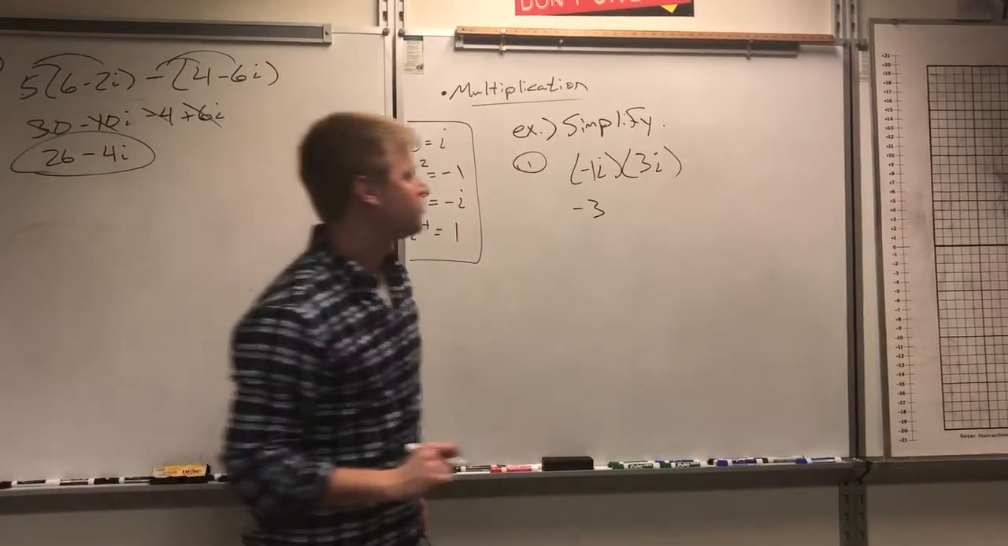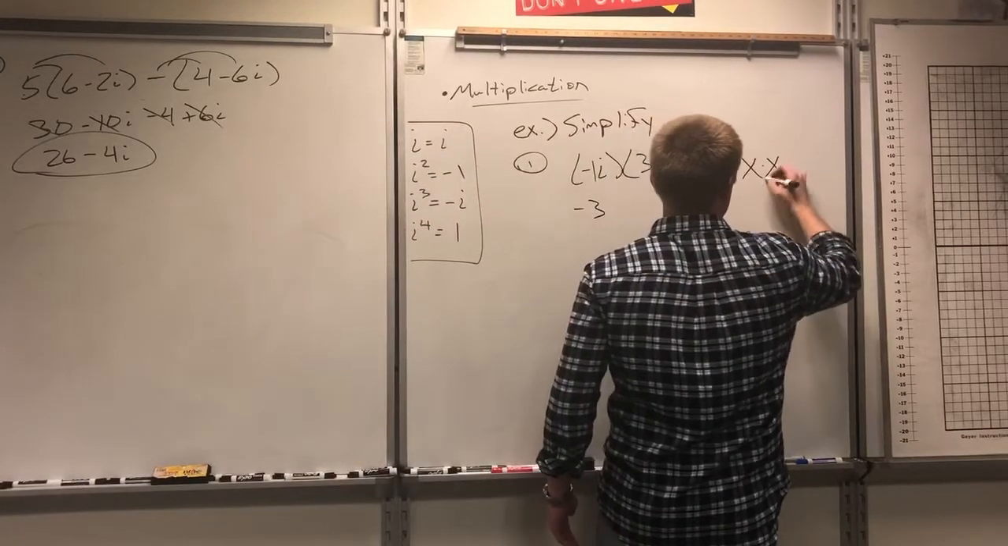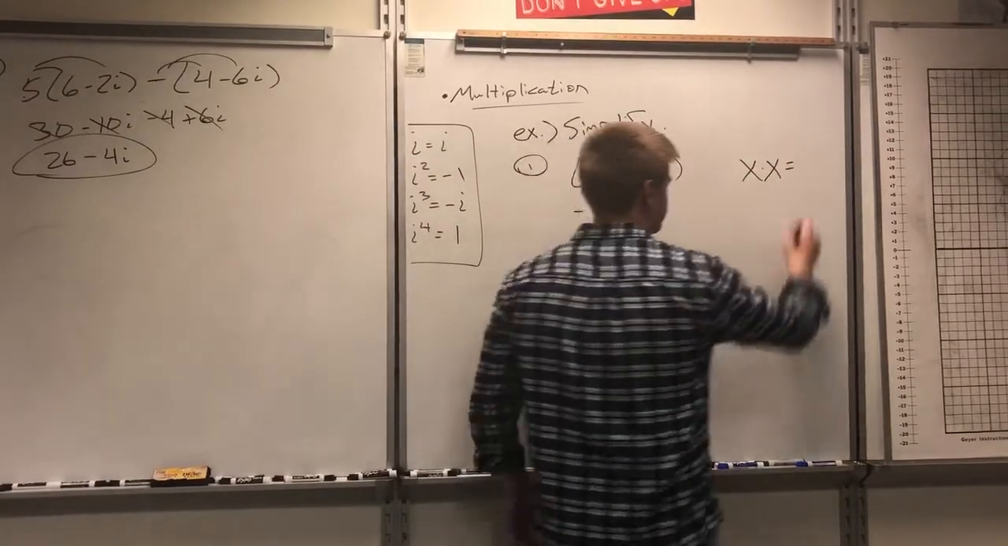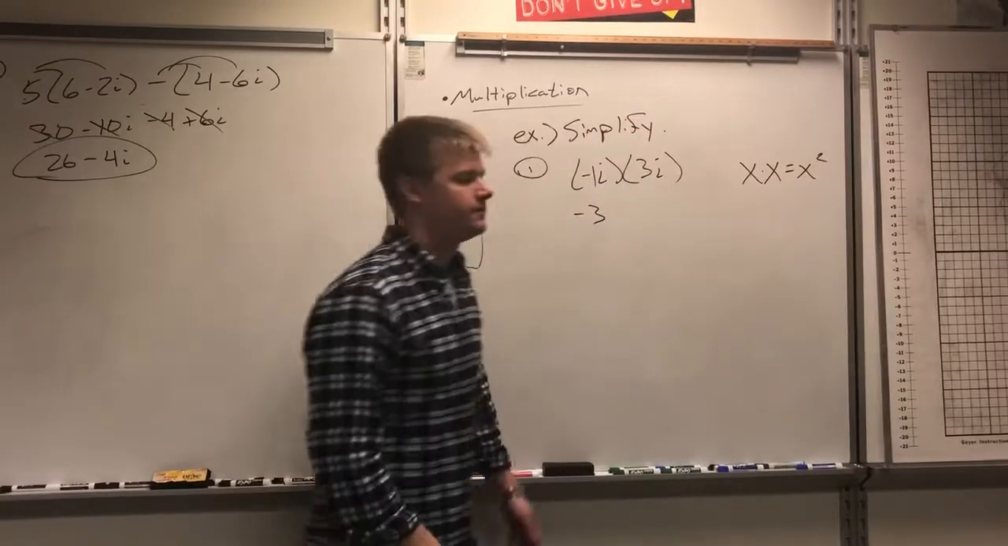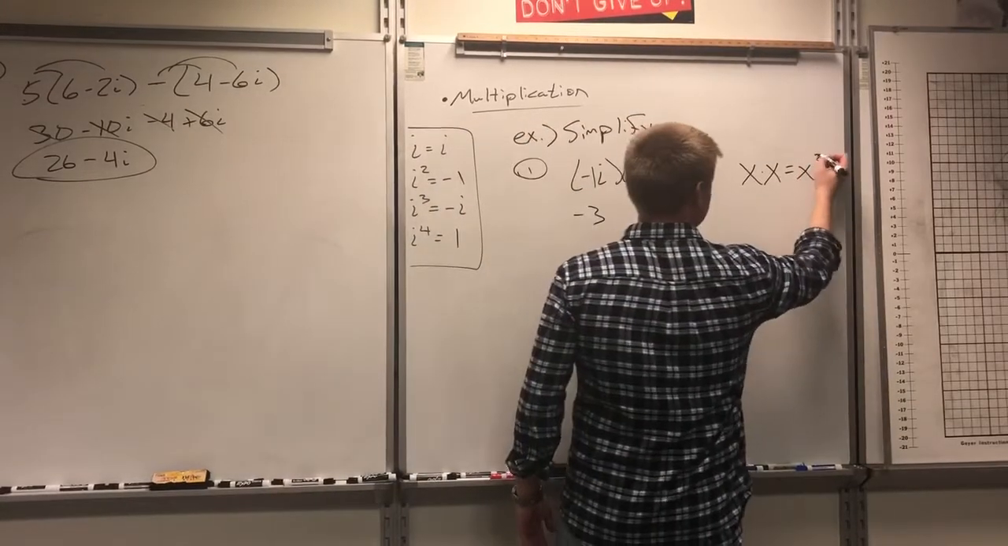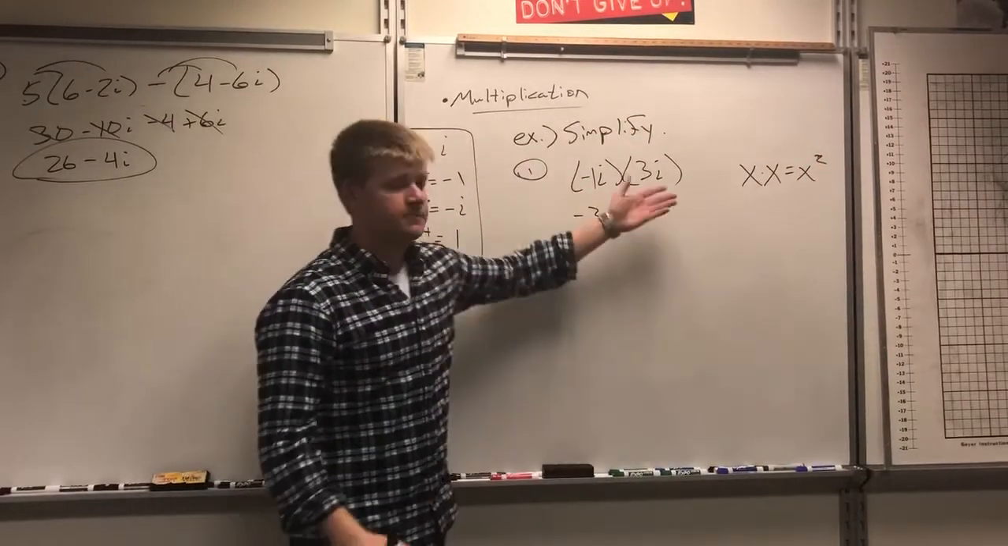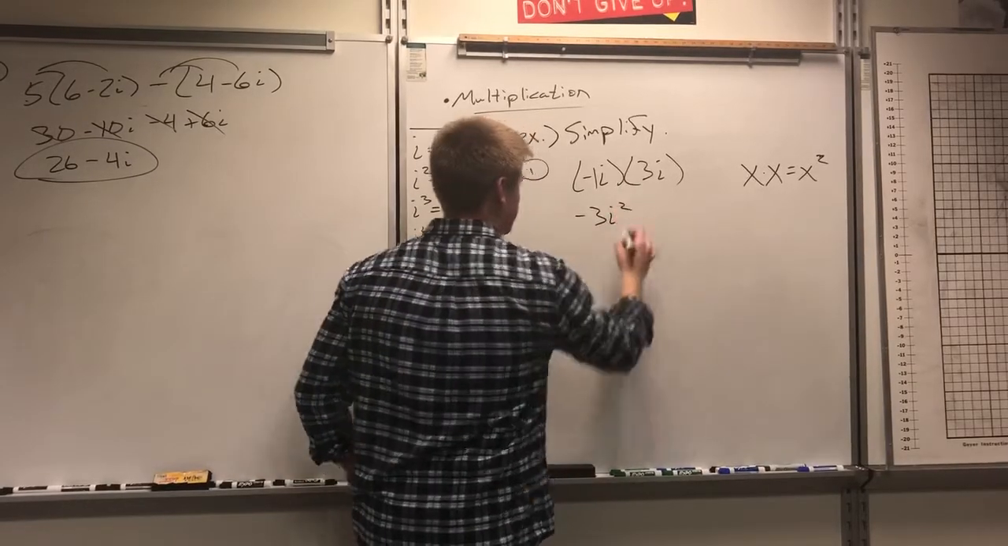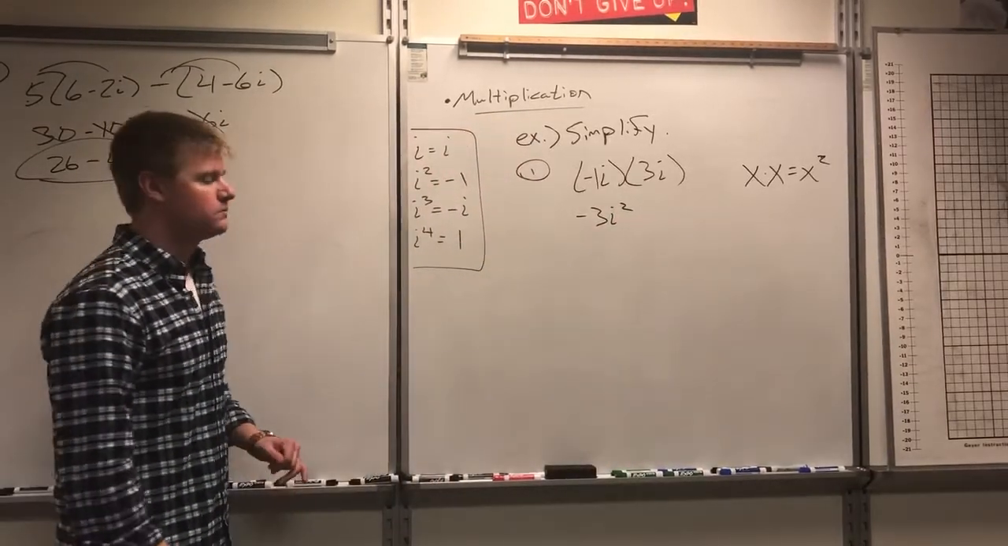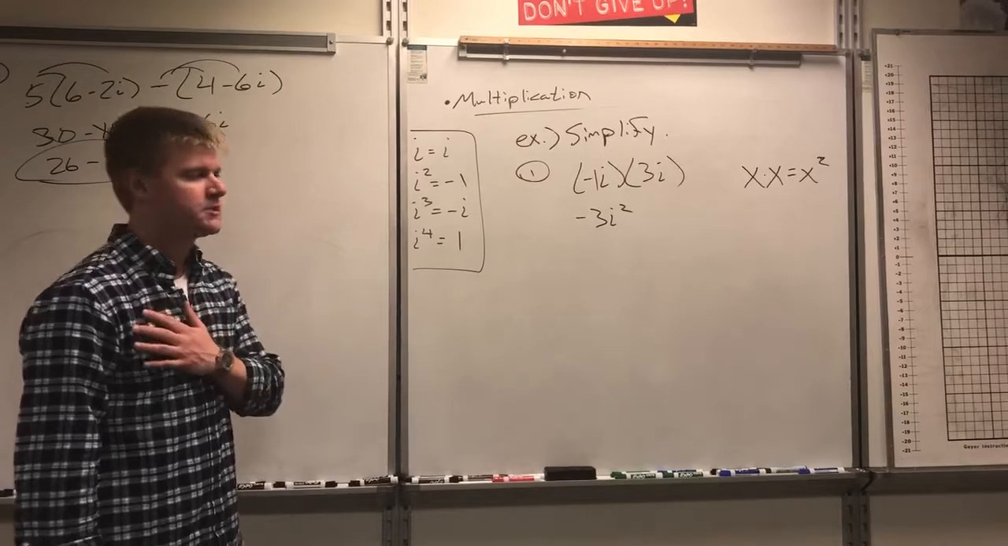Now think exponent rules. If I told you what's x times x, hopefully immediately you can tell me it's x squared. So therefore, i times i is simply i squared. Now remember what I just said though. Any power higher than 1 must be rewritten.